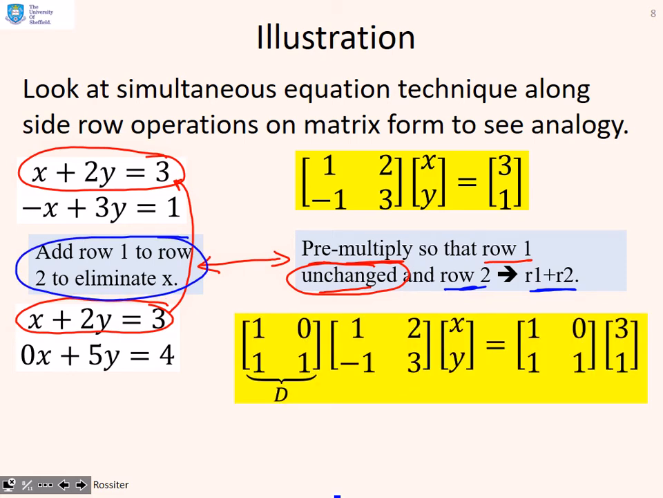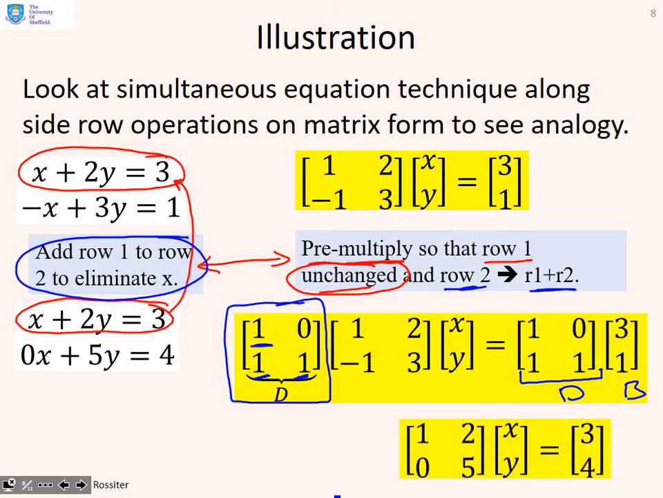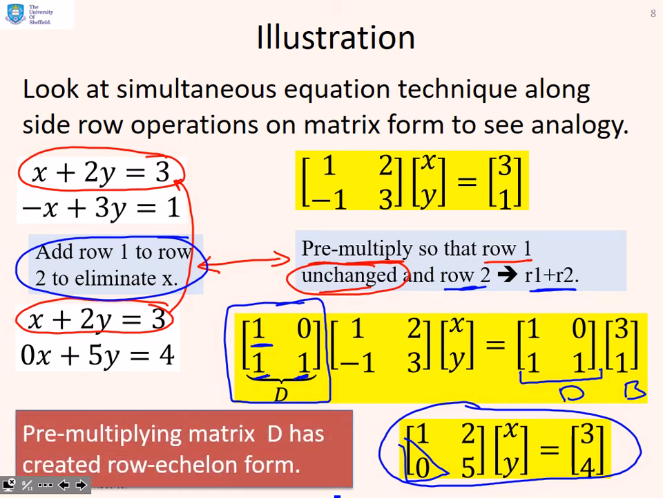So in order to do that, we come up with this pre-multiplier D. You can see the 1 in the top row says row 1 is unchanged, and the 1, 1 in the second row says add row 1 to row 2. And you'll notice I've done the same pre-multiplier here, multiplying my B. Now if I multiply that out, this is what you get. Okay, you see I've now got my triangular or row echelon form, which is what I wanted. So the pre-multiplier matrix D has created a row echelon form.